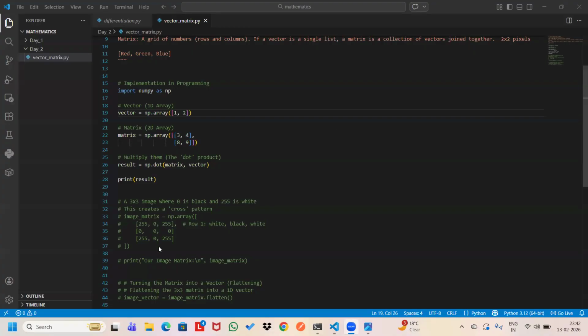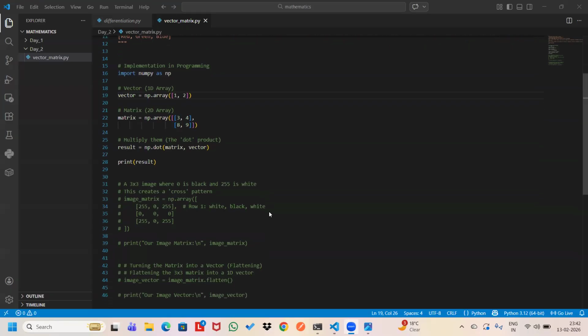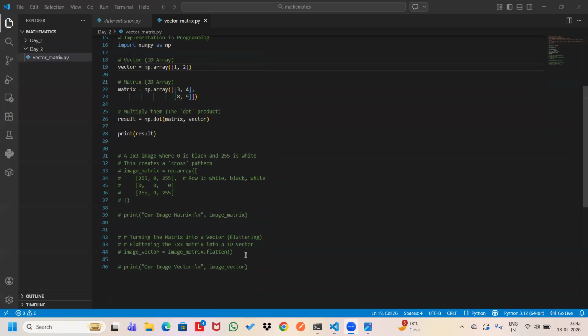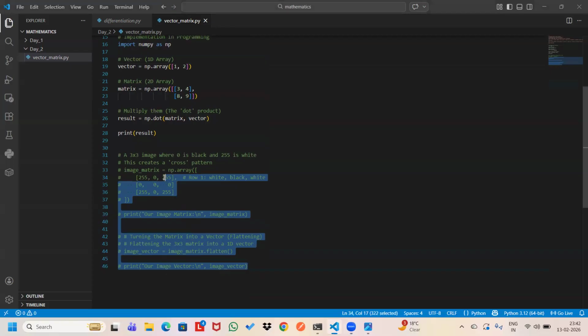Before talking about a 3 cross 3 matrix, let me tell you what we are going to do in this program. We are going to check how a 3 cross 3 image is represented in pixels. So let me start with this. Here we have a color combination. Let me first uncomment the lines and then I will explain it to you.